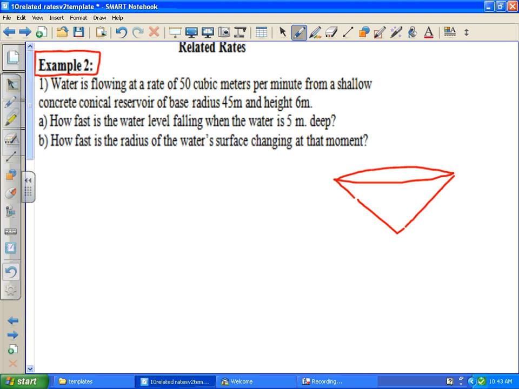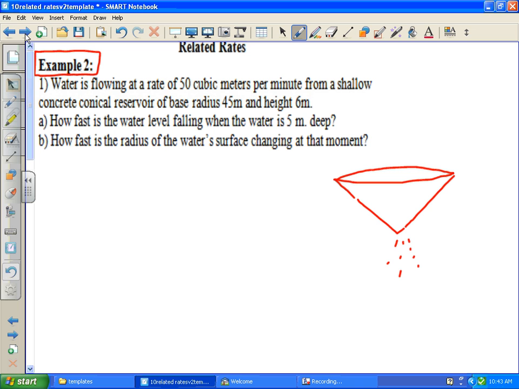So water is flowing at a rate of 50 cubic meters per minute from a shallow container. My picture is not really up to scale here, but it's very wide and not as tall. According to the dimensions, it's 45 meters for the radius, and only 5 meters deep. And water is basically flowing out of this container at a rate of 50 cubic meters per minute. In part A, we're going to find how fast the water level is falling at the moment when the water is 5 meters deep. How fast is the water level falling?